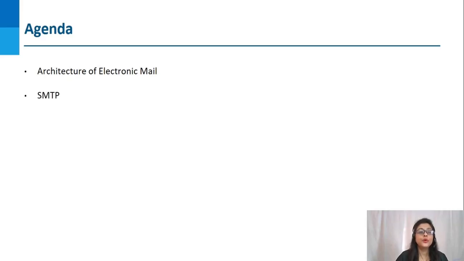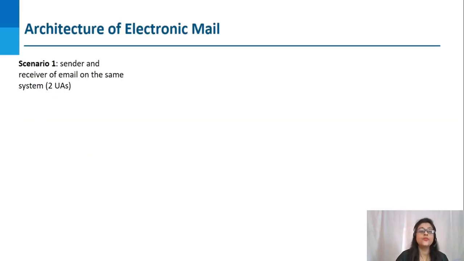Then the protocol that is used for electronic mail, that is SMTP or Simple Mail Transfer Protocol. After that, enhanced version of SMTP, which is known as MIME, Multipurpose Internet Mail Extension. Then we will touch upon web-based mail. Let's understand the architecture with the help of 4 scenarios.